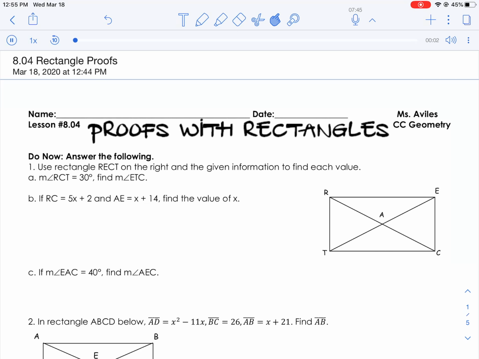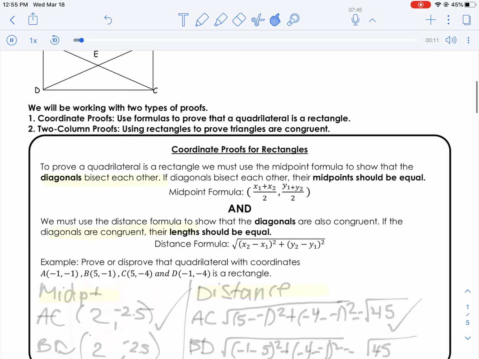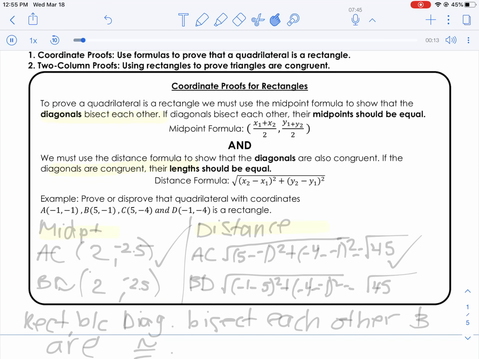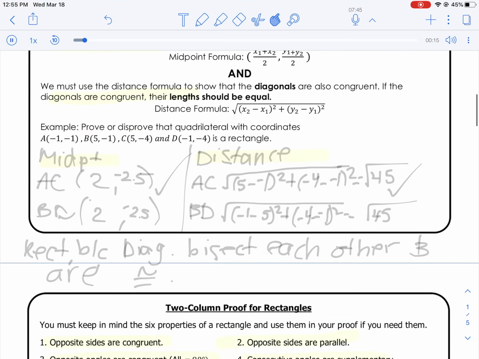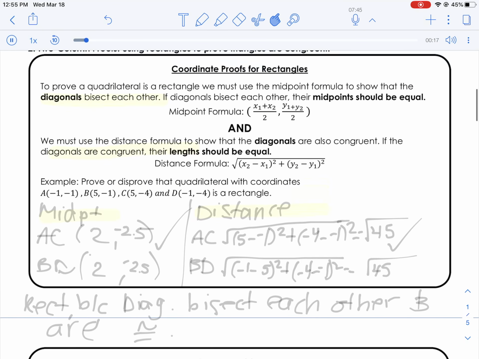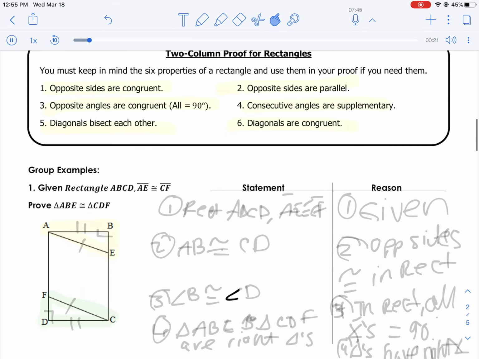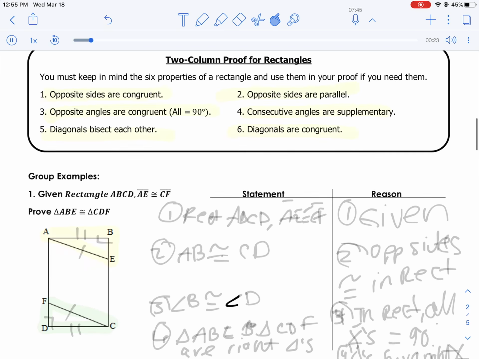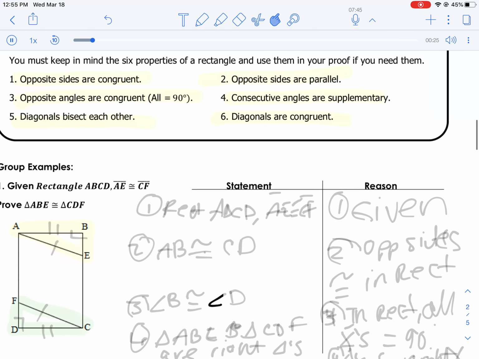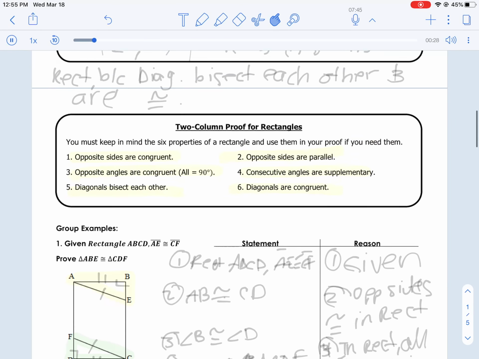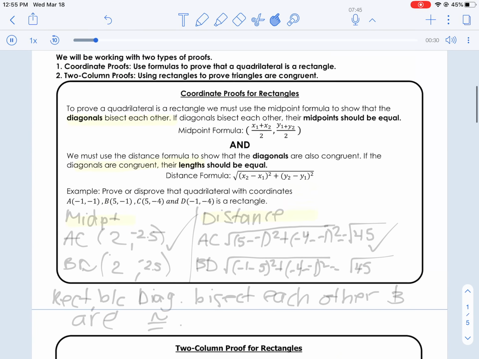Okay, this is video two, lesson 804, proofs with rectangles. So you already know the properties of the rectangle. Remember, with proofs, there's two types of proofs. Coordinate proofs, if we're trying to see if the certain coordinates given form a rectangle. And then there's two-column proofs, which we've already done before, using the properties of a rectangle. So let's go over coordinate proofs first.